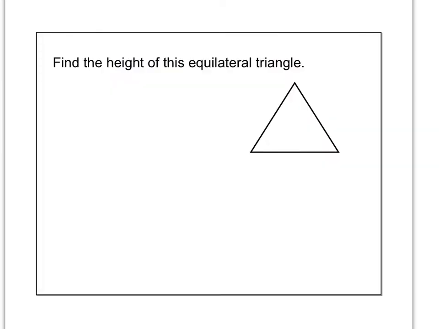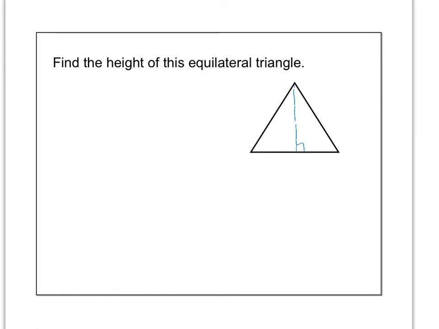Find the height of this equilateral triangle. So think about, what do I remember about equilateral triangles? Well, if it's equilateral, all the sides are the same length, and all the angles are the same size. What we're going to try to find is the height of this triangle. So imagine the height. It's going to drop down like this, and it has to be perpendicular to the base.